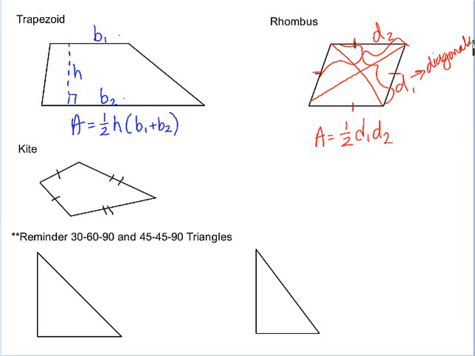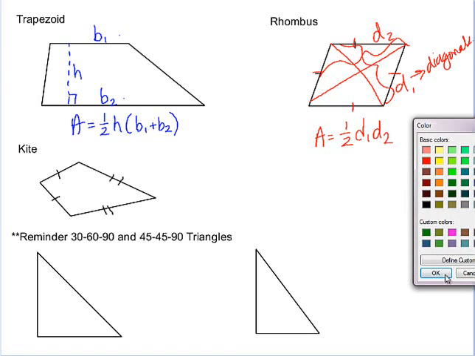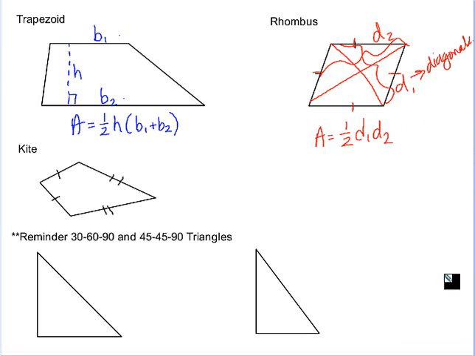And a kite. A kite has these two sides congruent and these two sides congruent, but we find the area of a kite the same way we find the area of a rhombus, by looking at our two diagonals. So we have a diagonal 1 and a diagonal 2. So the area of our kite is 1/2 D1 times D2. Same formula as for a rhombus.